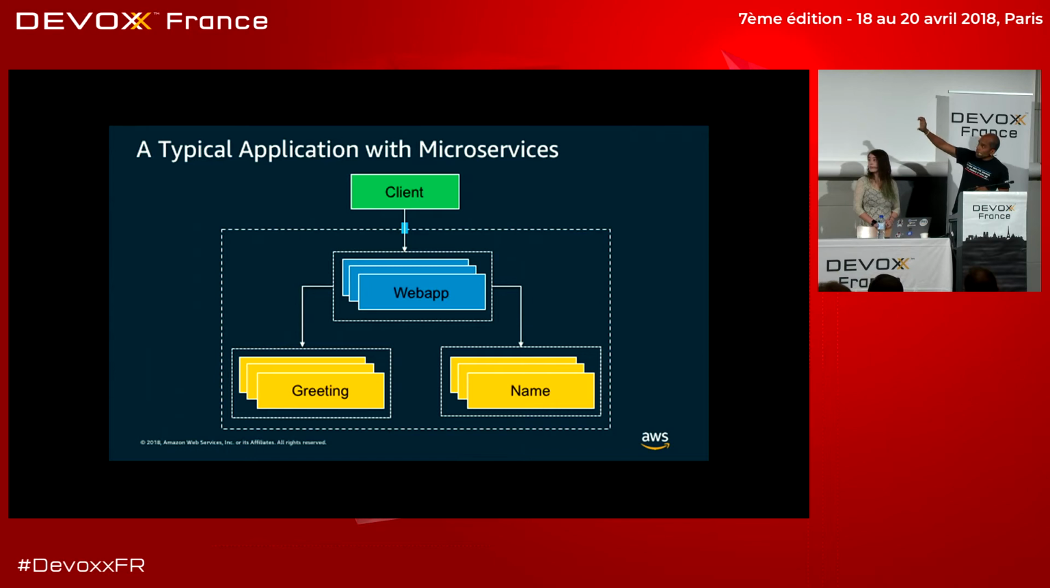Web app is shown in blue because it's the only publicly exposed microservice, and greeting and name are internally exposed. I don't need to expose them. Throughout the deep dive, we'll be talking about exactly how this application is built, what is being done to publicly expose it, to scale the microservices, and for service discovery. Those are the key components you're looking at when you're building a microservice-based architecture.